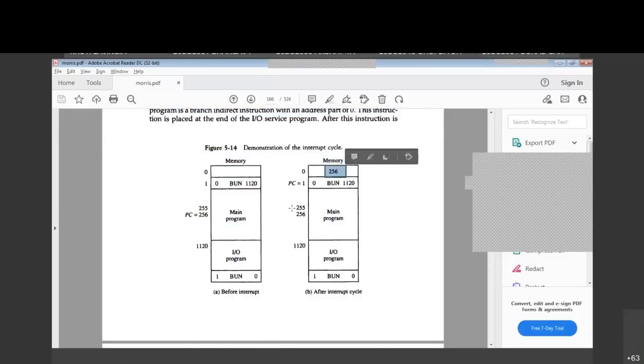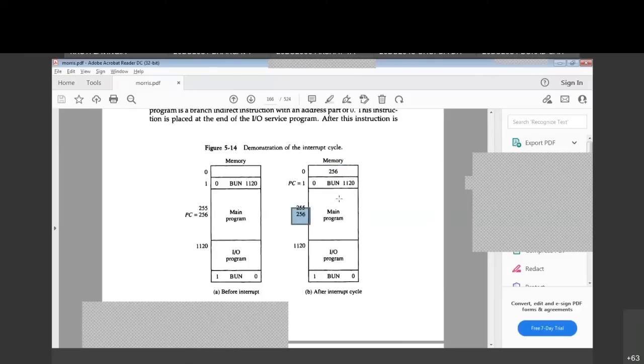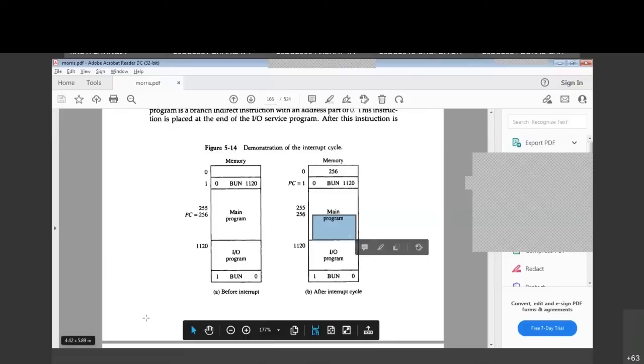So where will your program execution jump? It would jump to the 256th instruction, and your normal instructions would get executed. Did you understand what happened? This is your before-interrupt state. You are currently at this location. Interrupt occurred. When this interrupt occurred, what happened?